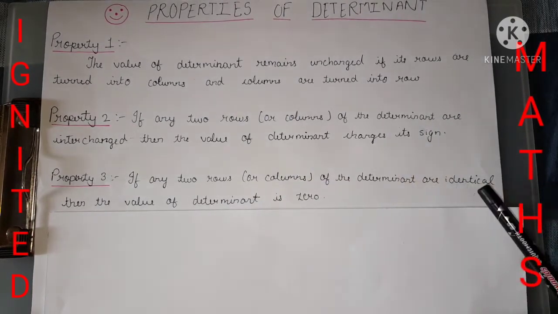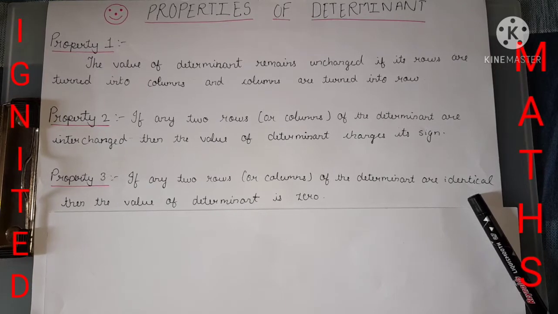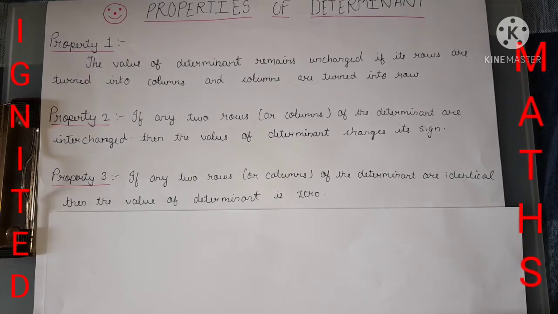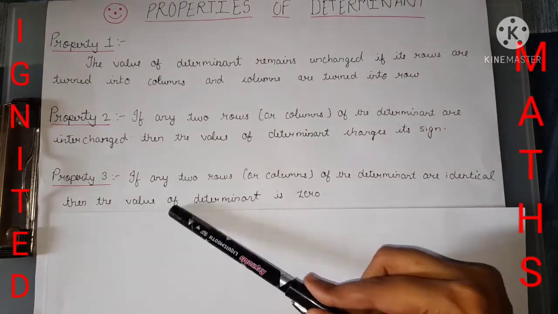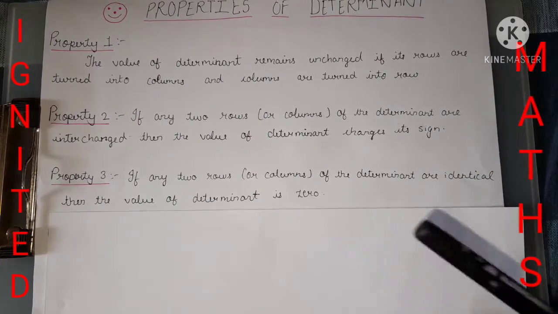Now the property 3 says that if any two rows or columns of the determinant are identical, identical is nothing but the same, if two rows or two columns have the same terms, then the value of the determinant is 0. So let's prove it.